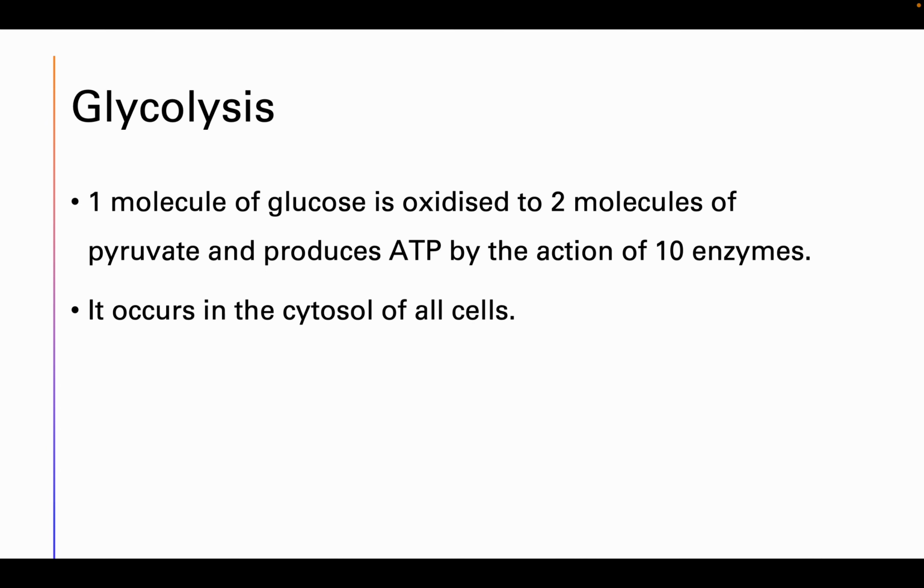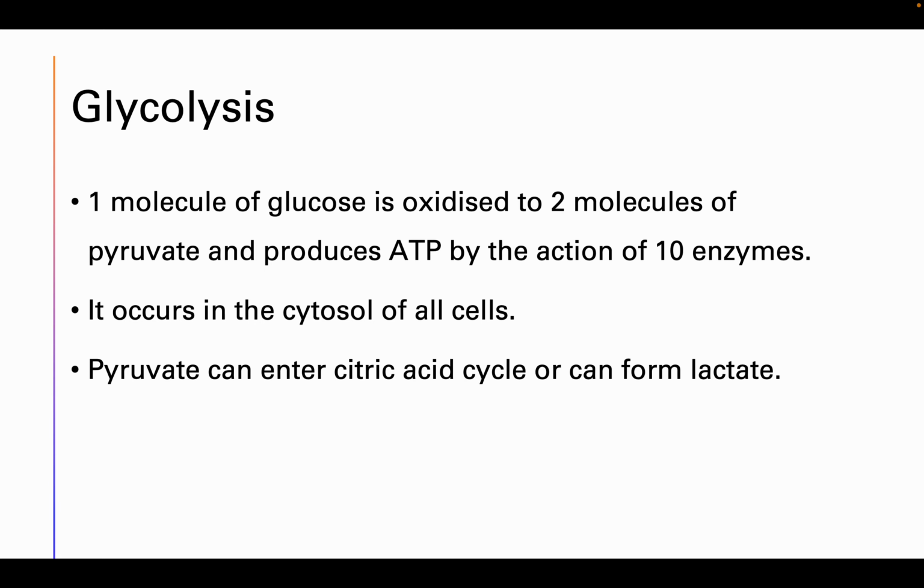And where does it happen? Glycolysis mostly happens in the cytosol of all the cells. In the cytosol you have all the enzymes required for glycolysis. The pyruvate that is released by the oxidation of glucose can enter, as I told you, the citric acid cycle, the TCA cycle, to release more ATP molecules, or during an emergency need or during exercise it can also form lactate, which is the product when it enters the anaerobic pathway.